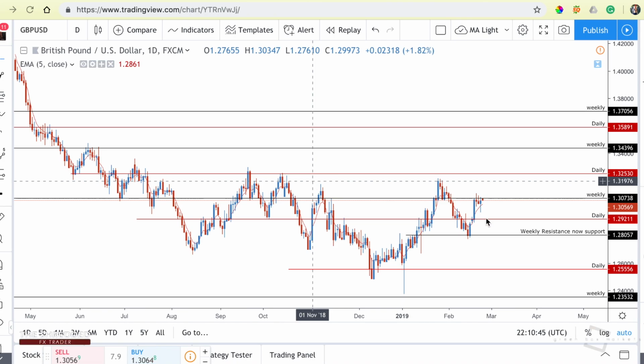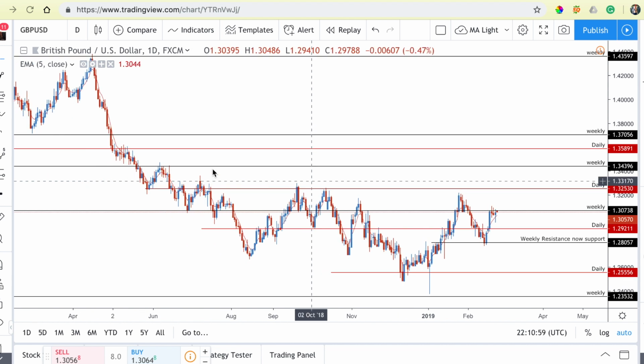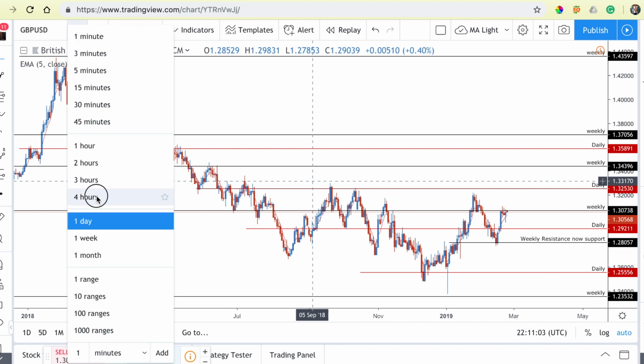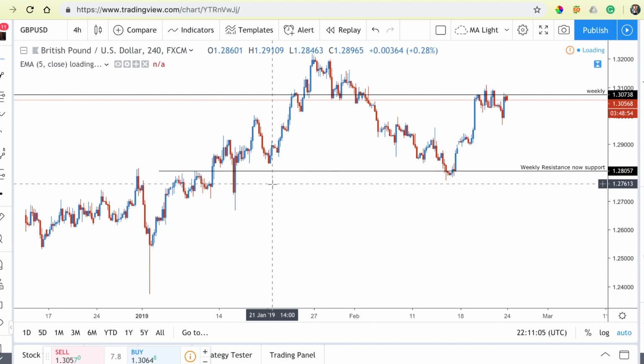Alright guys, pound USD, cable. It's the daily time frame. Last week we had some nice bullish moves within the pound pairs. Again, we've formed a nice flag for a short-term buy. When I say short-term, obviously my long-term bias on this is a bit bearish, but we'll look at the scenario for this week.